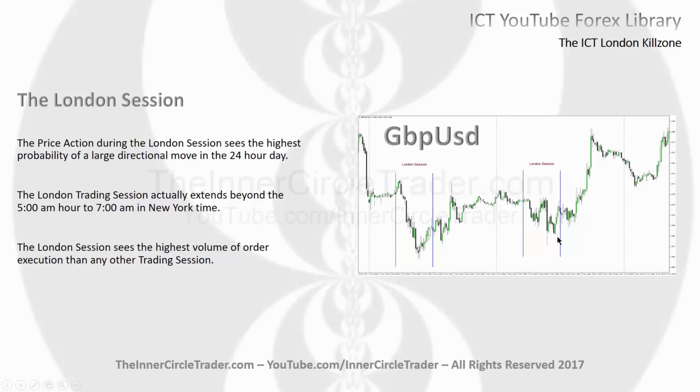Now, the London session technically extends even beyond 7 o'clock in the morning up into 10 to 11 o'clock in the morning New York time. So basically it's 3 o'clock in the morning New York time to 11 a.m. to noon, all relative to New York time. Okay, so there's an overlap of New York and London trading, which makes the next teaching a little bit more interesting as well.